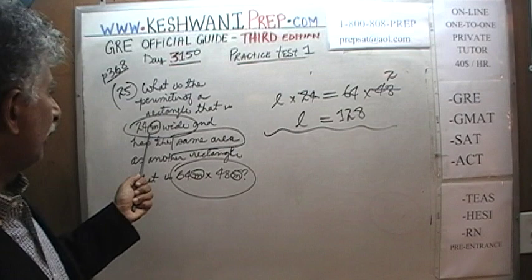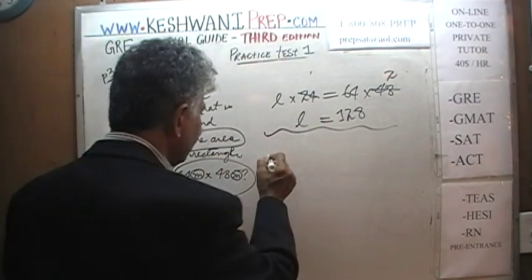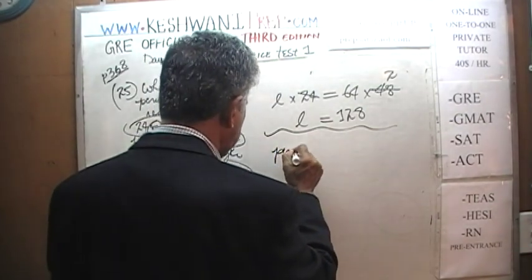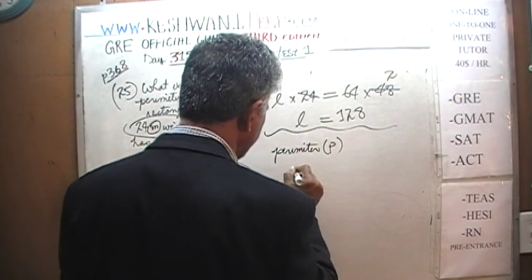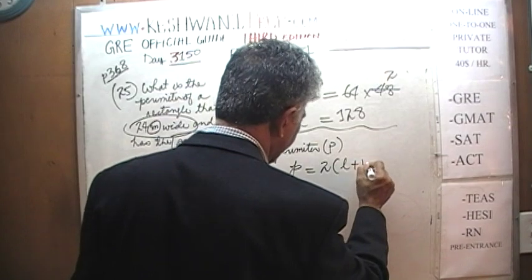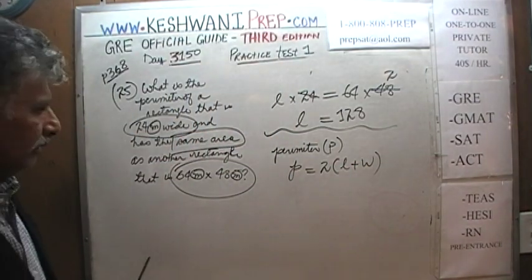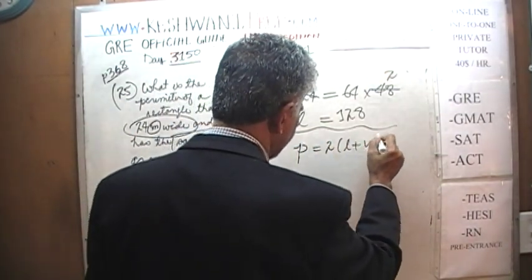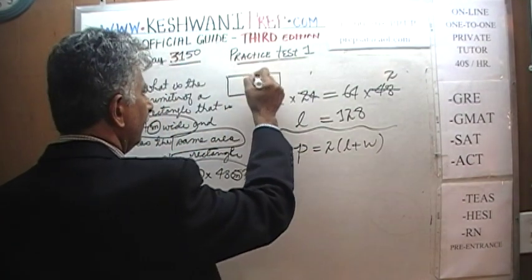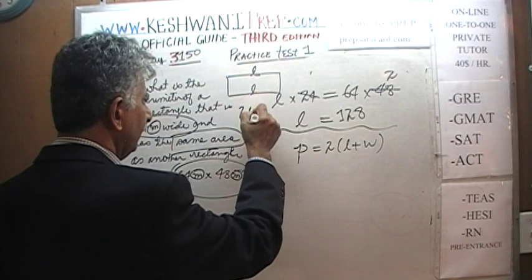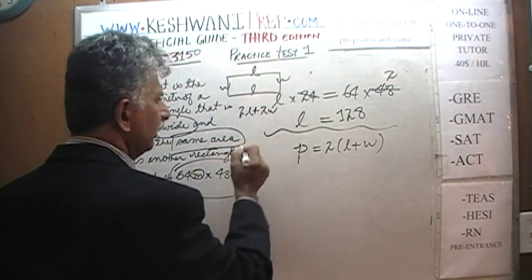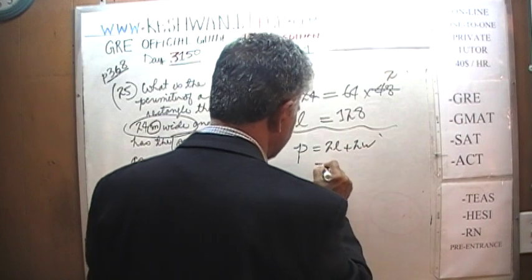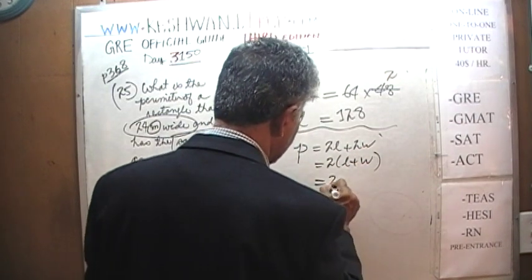Now that we have its length, and we already know its width, we can figure out the perimeter. The perimeter is simply 2 times (length plus width). Of course, if you have a rectangle, the perimeter is simply this length plus that length, two times length, and this width and that width, so 2 times width. If you like, we can even write it like that. It is simply 2 times the length plus 2 times the width, which is the same as 2 times (length plus width).